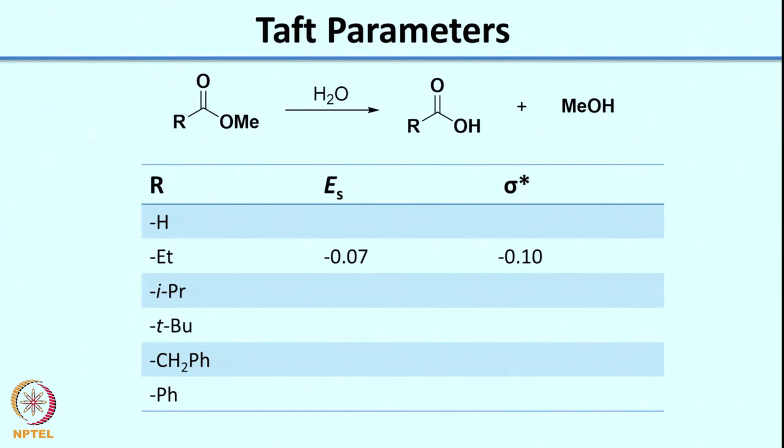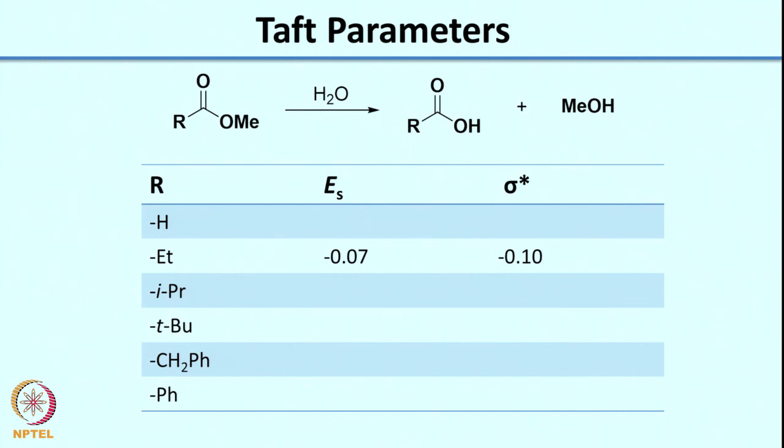So now that you understand the steric factor ES and sigma star, which is the electronic factor, let us see if you can predict some of these values. As I've told you before, you need not know the exact value, but you should have an idea about the trend. So as I told you, the basic reaction or the standard reaction you are looking at is where R is methyl. So let us look at the first case where you have R is equal to hydrogen.